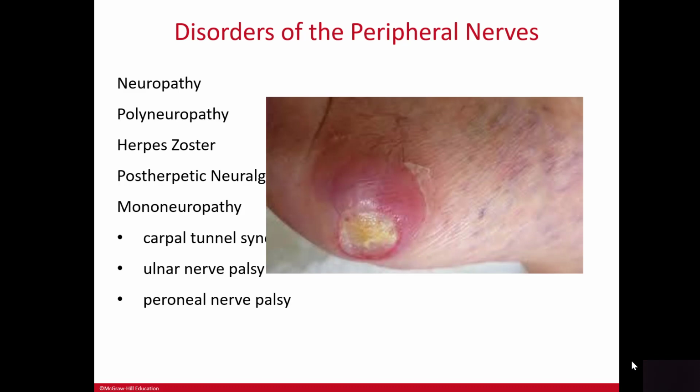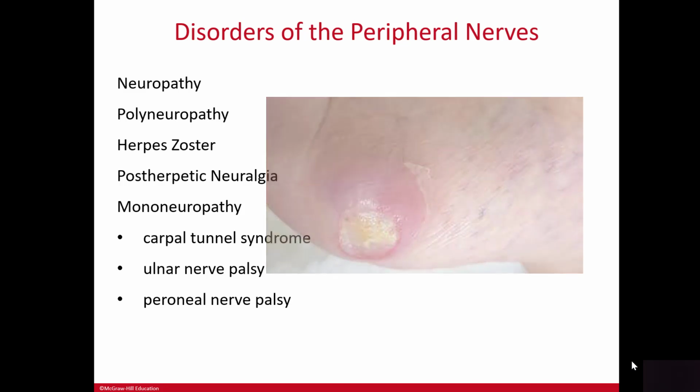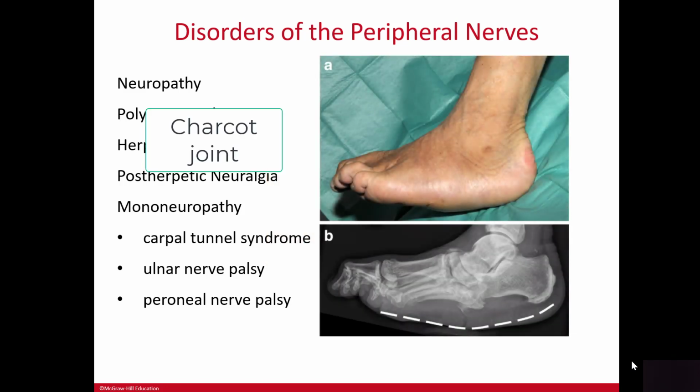This can lead to permanent damage to joints and can lead to what's called Charcot joint disorder, where bones and joints are destroyed secondary to neuropathy and loss of sensation.